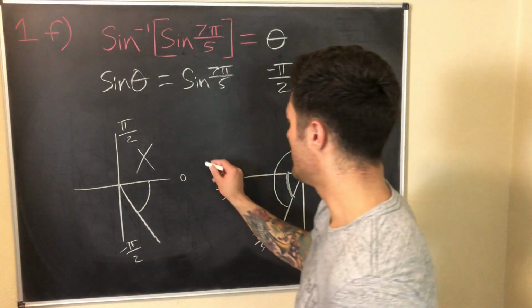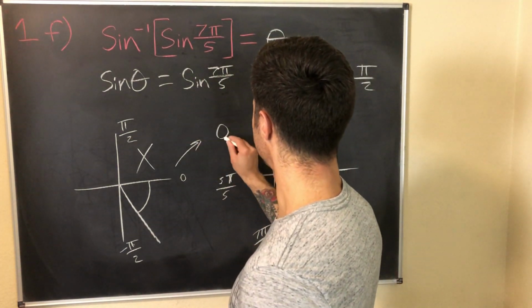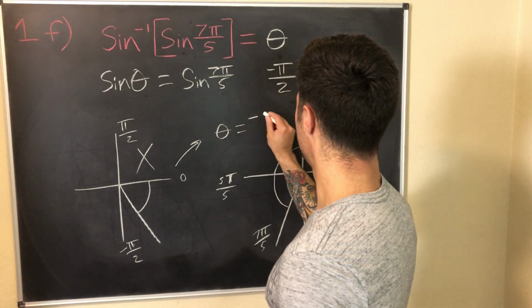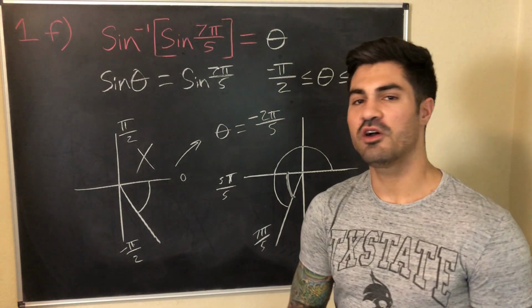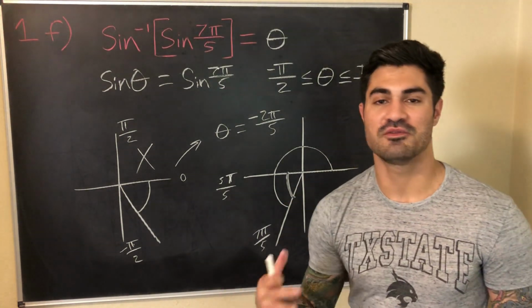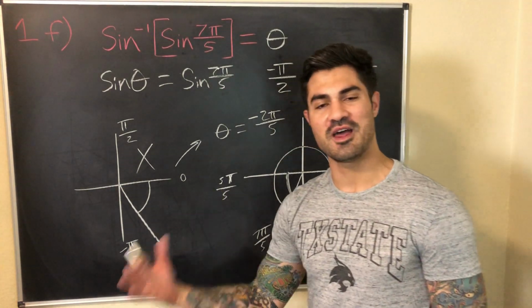Hopefully that makes sense. Theta equals negative 2 pi over 5. I have a video covering this stuff in more detail. This is tricky stuff, not gonna lie, so you gotta practice this, but hopefully that makes sense.